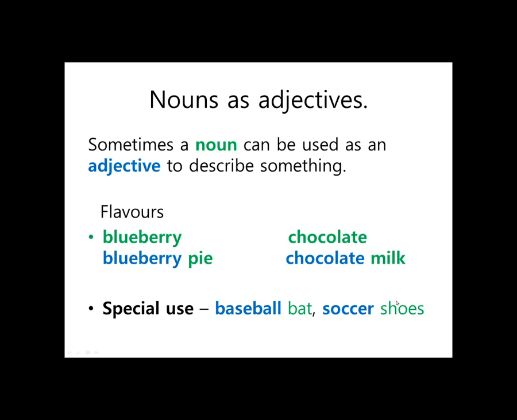Soccer is a sport, but we're using the word soccer as an adjective to describe shoes. So we have some shoes. What kind of shoes? They are soccer shoes. You could also put a different adjective here. We could say red shoes, green shoes, but here we're using soccer as the adjective to describe the shoes.